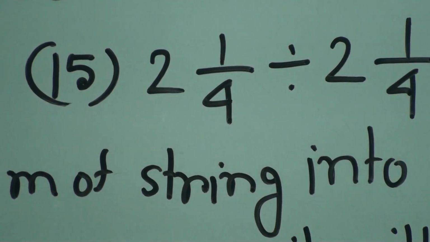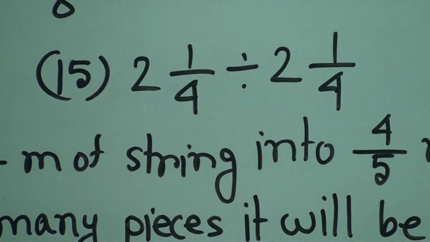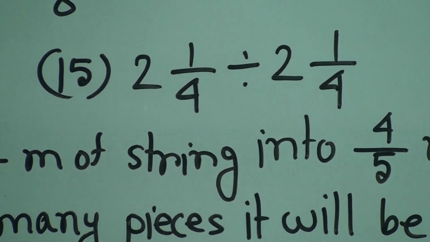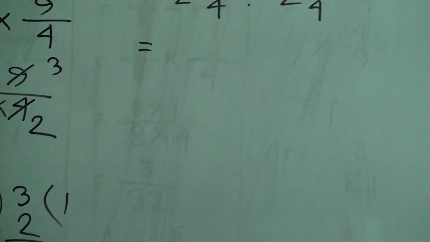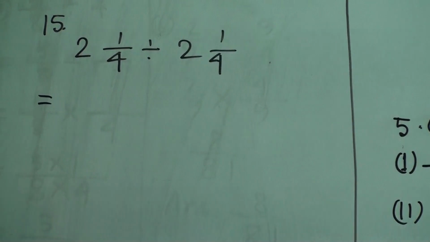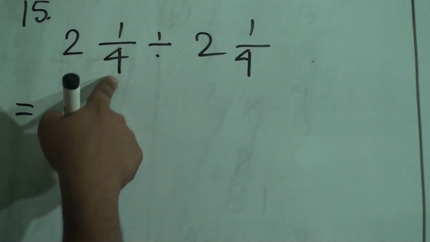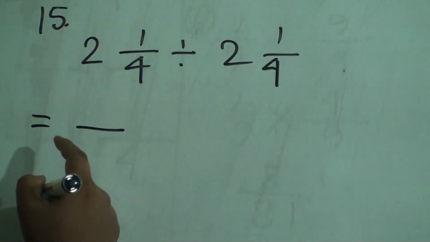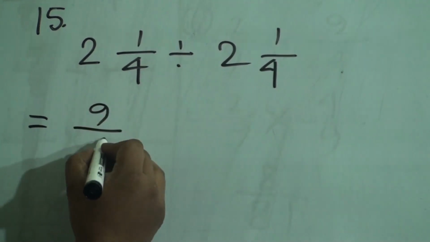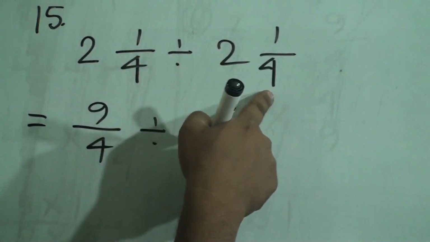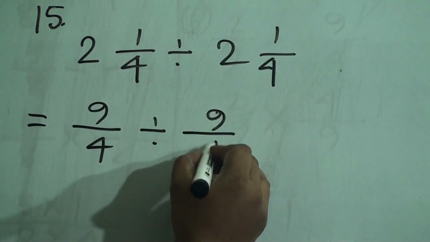2 into 1 by 4 divided by 2 into 1 by 4. Now dear student, first of all we convert this fraction into an improper fraction. 4 2s are 8, 8 plus 1, that means 9 by 4. On the other hand, 4 2s are 8 plus 1, that means 9 by 4.